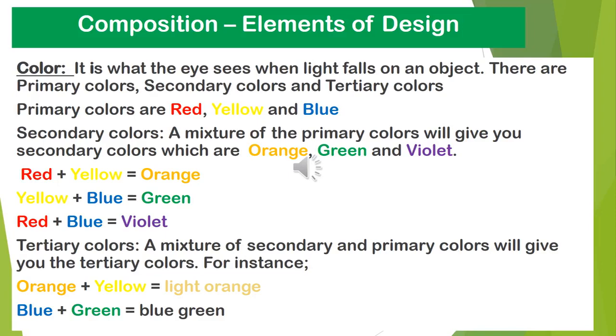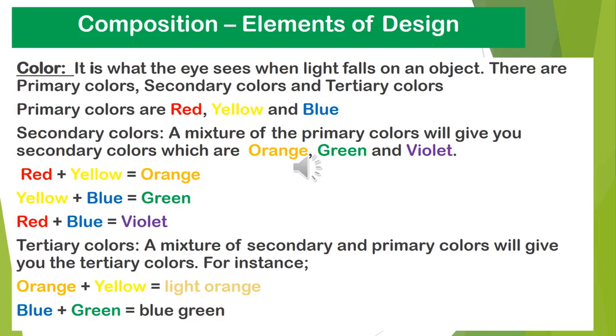Then we have secondary colors. Secondary colors are a mixture of primary colors. When you mix the primary colors, you get the secondary colors, which are orange, green and violet. So we'll look at how to mix to get these. Now let's look at how to mix the primary colors to get the secondary colors. You can experiment with this at home. When you add red and yellow, you get what? Orange. When you add yellow and blue, you get what? Green. And when you add red and blue, you get what? Violet. So these are the secondary colors, which are derived from the primary colors.